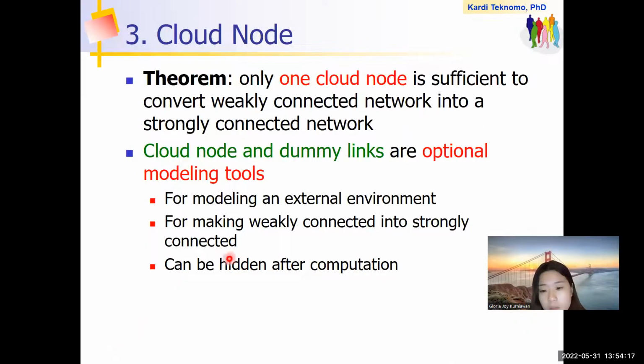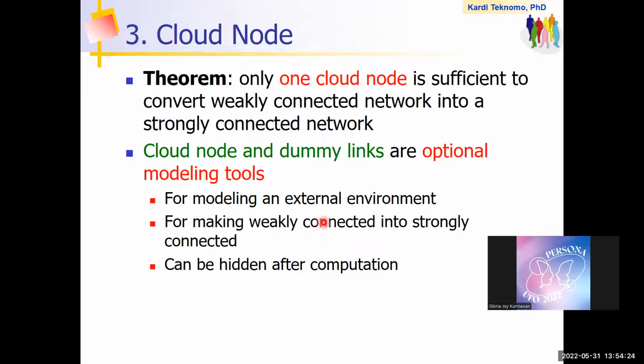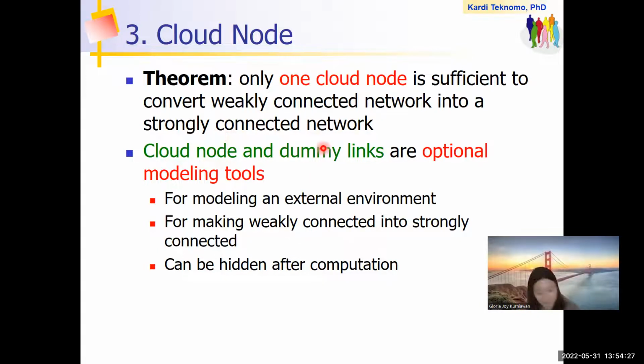Now, a while ago I said you need a cloud node, optionally, if you want to connect weakly connected to become strongly connected. So my theorem said that only one cloud node is sufficient. So again, this is an optional modeling tool. What does cloud node mean? Cloud node means the external environment outside your system. So this is to make weakly connected into strongly connected. Of course you can hide it later after the computation.